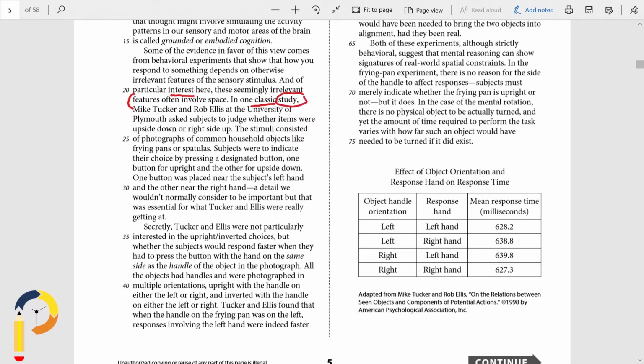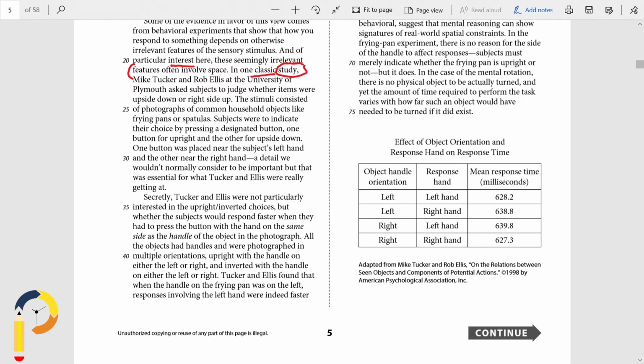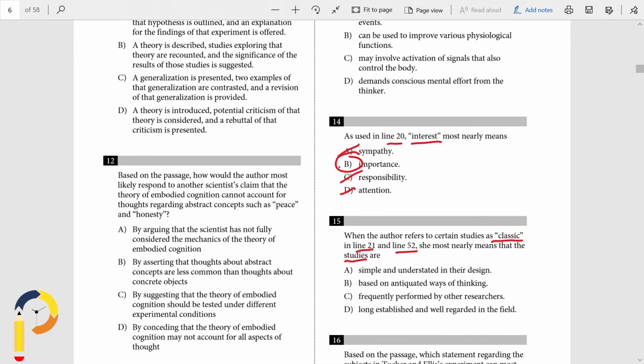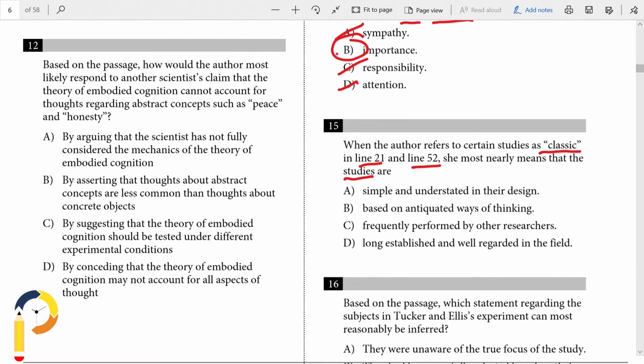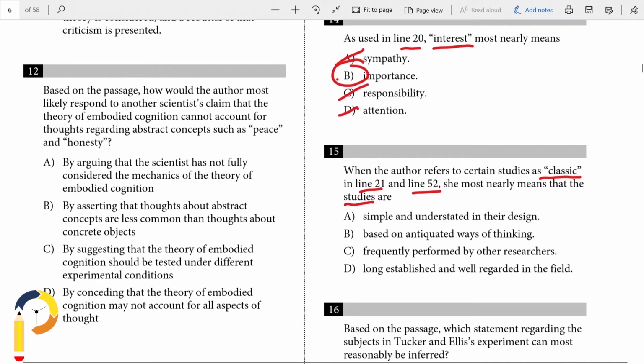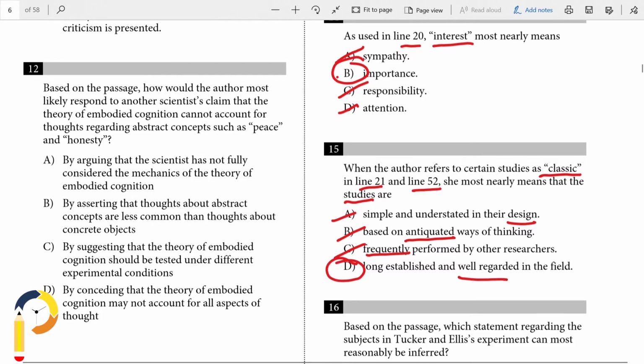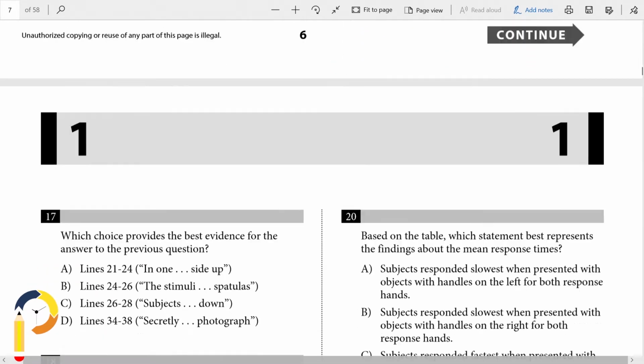See, this is quite a long window, so do not lose sight of what the question is. The question is simply asking about the interrelation of the word classic with study in the author's point of view. Mentioning a study and calling it classic obviously means that it's a standing or accepted practice. Simple and understated in design? Design is really not in question here. Antiquated? If it were, it wouldn't be mentioned. Frequently performed? We really do not know the frequency of the performance. Long established, well regarded? Yes, because it's an accepted experiment by all means. And with that, we're going to move on, looking for the next line reference question.